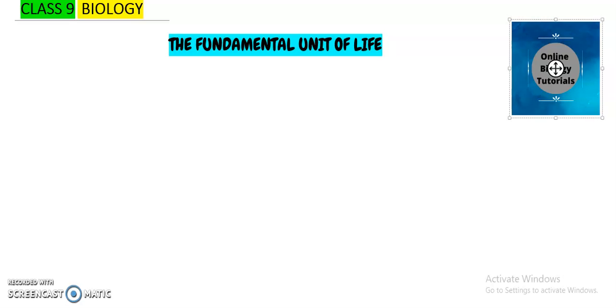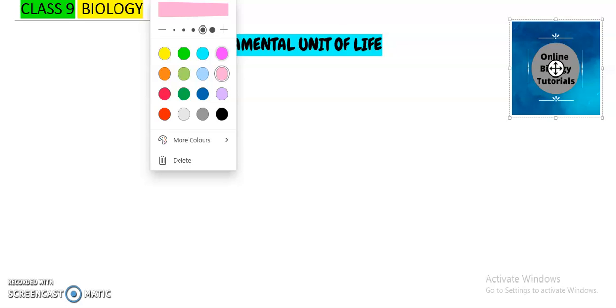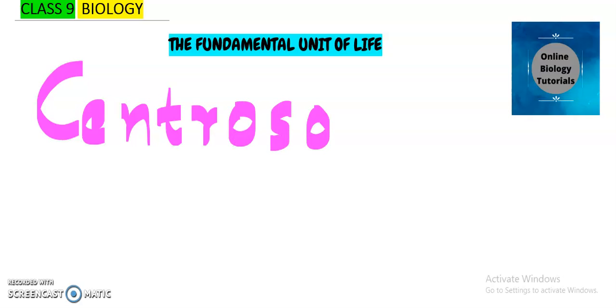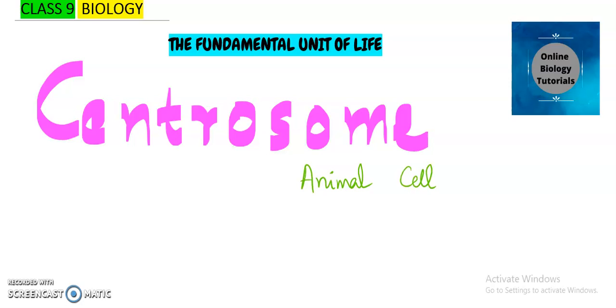In this video, we will study about centrosome. Centrosome is one of the important cell organelles which is only found in the animal cell. So in the previous video, we talked about the plastids that are a part of the plant cell. Here we are talking about one cell organelle that is only present in the animal cell.